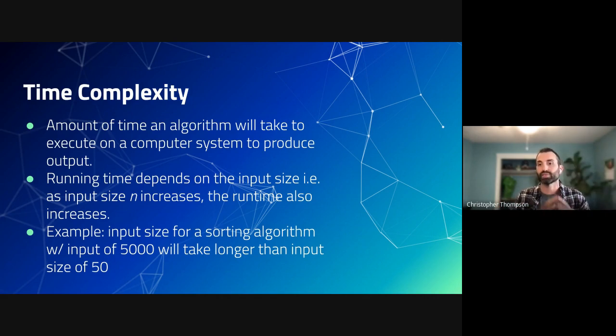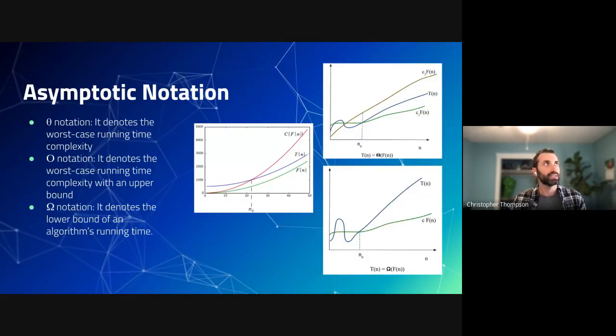We're not looking at the absolute time it takes to execute, because that can vary. We're not looking at the absolute space it takes up, because that may or may not matter depending on where it's running. So an example would be the input size for a sorting algorithm: an input of 5,000 will take longer than an input of size 50. So we need to know what that relationship is. And when we talk about that relationship, we use something called asymptotic notation.